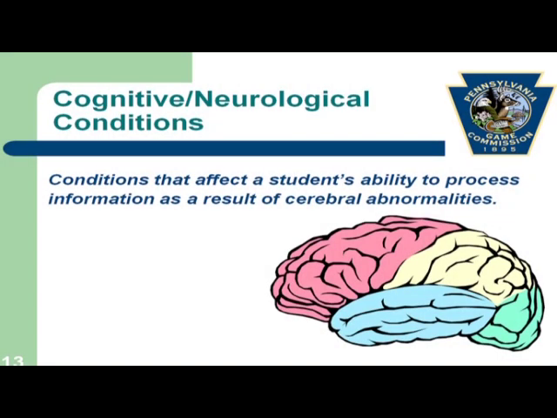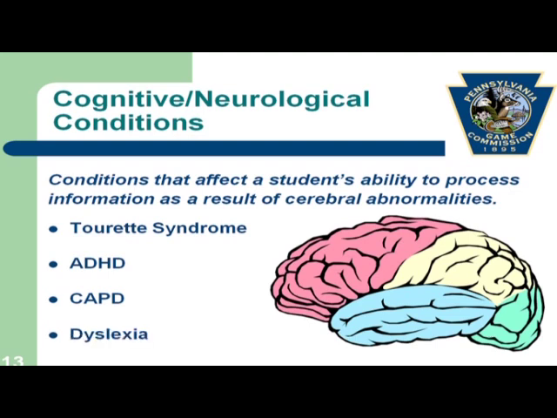Cognitive neurological conditions. These are conditions that affect a student's ability to process information as a result of cerebral abnormalities. These conditions include Tourette Syndrome, ADHD, Attention Deficit Hyperactivity Disorder, CAPD, Central Auditory Processing Disorder, and Dyslexia.